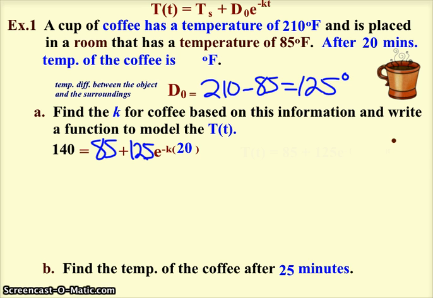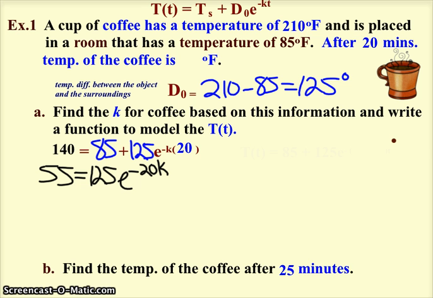Well, as you're walking through the steps, you think about what you got to do. A little bit of algebra cleanup going on, so I'm going to subtract the 85 over, so we'll start with that. So 140 minus 85. And then I get to 125 e to the negative 20k. I'm just going to write 20k just for the purpose of solving, so I'm just kind of shuffling that a little bit. Then go ahead and divide.